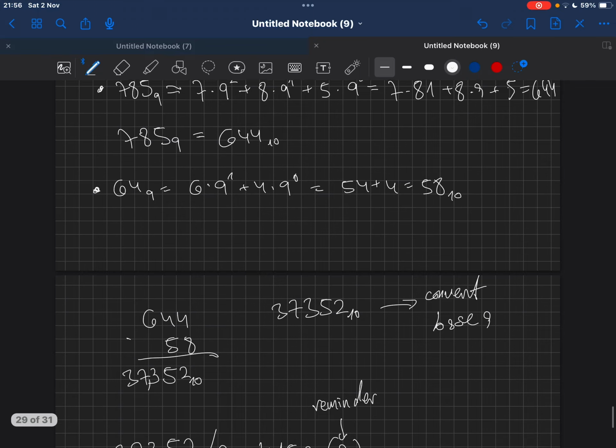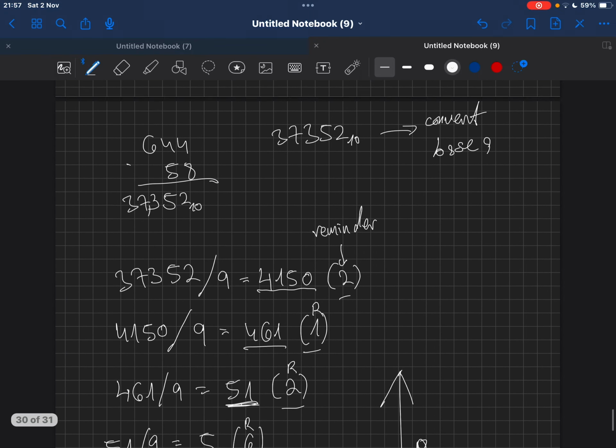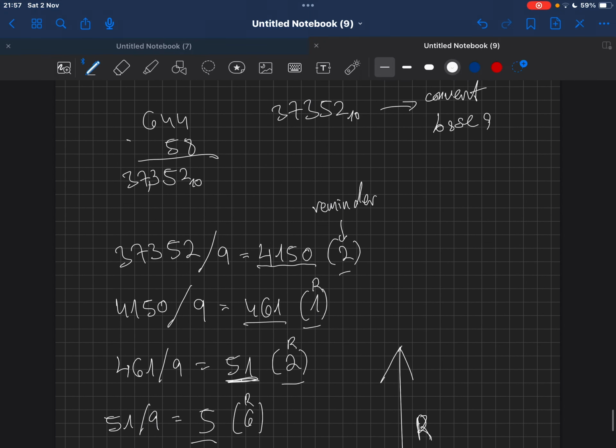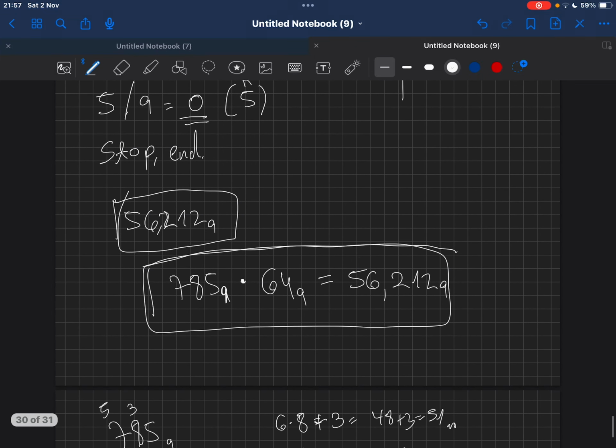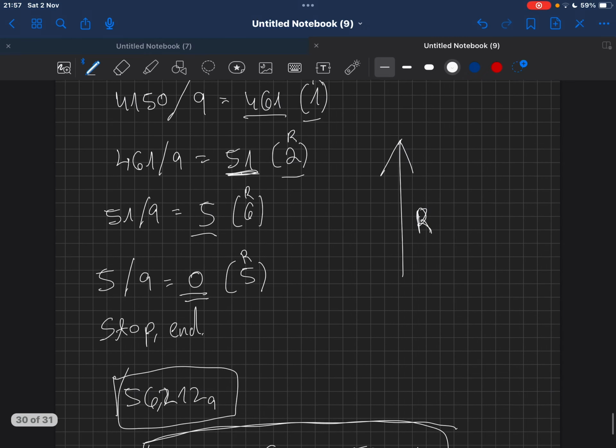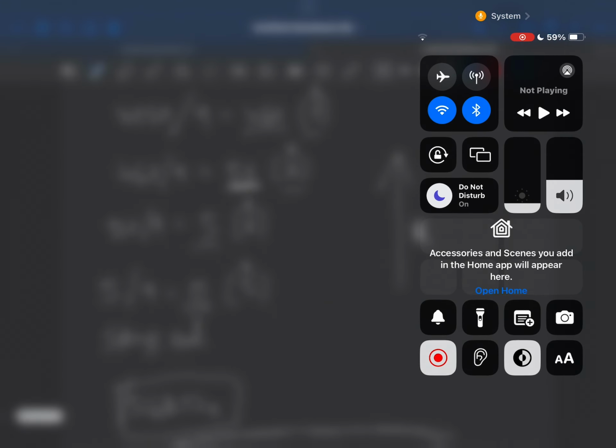So take the number in the base you are, convert each number to base of 10, do the multiplication in base of 10, take the result in base of 10, convert it to the base you want. In this case it was base of 9, and get the result, and this is it in the base you wanted. Much better, good results. Thank you very much on that.